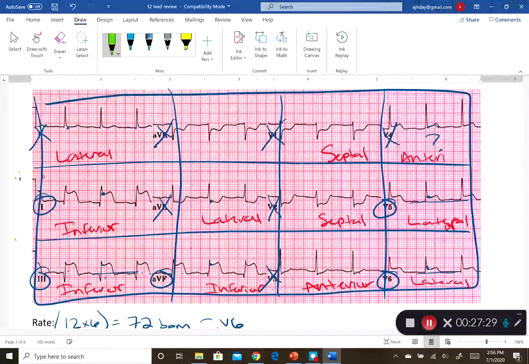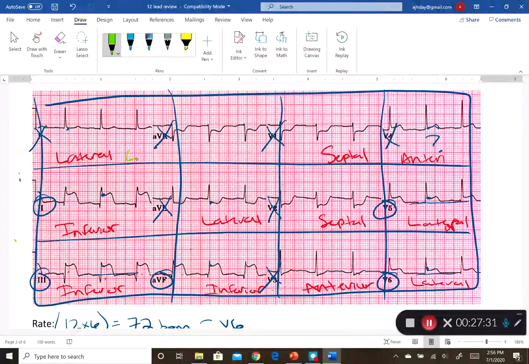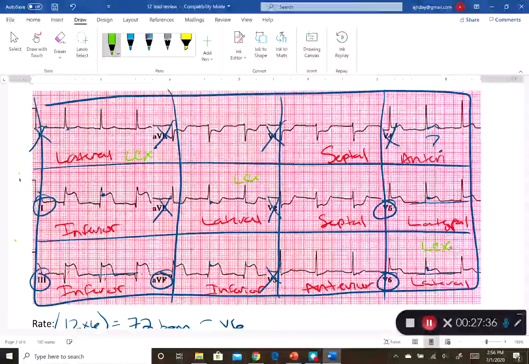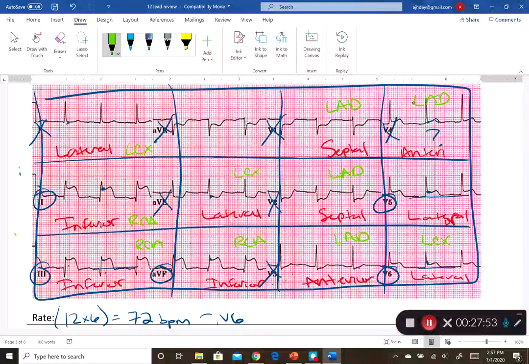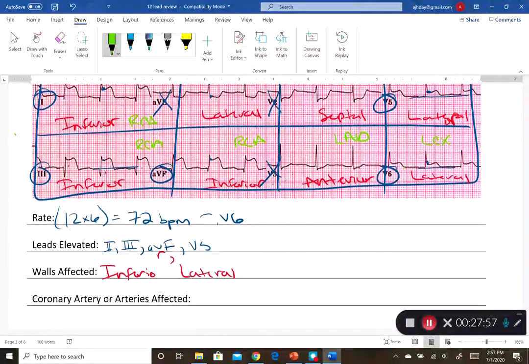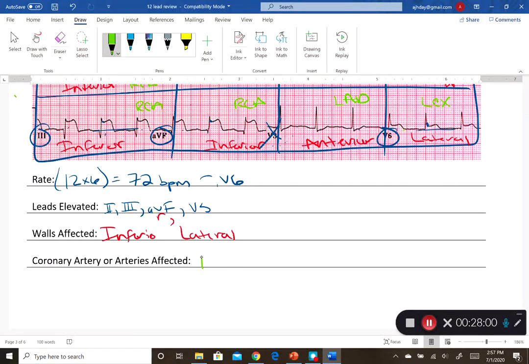Let's go ahead and label our arteries. So lateral is our left circumflex. Our inferiors are RCA, right coronary artery, and then our septal and our anterior are our left anterior descending, or LAD. So what arteries are affected on this one? Well, we have our LCX over here, and we have our right coronary artery represented by the inferior.